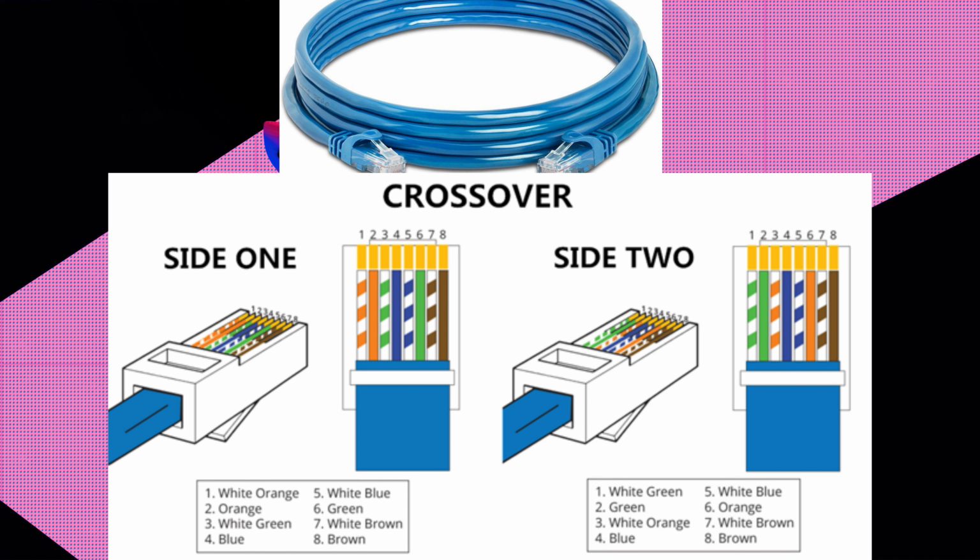The wiring colors for type A are white orange, orange, white green, blue, white blue, green, white brown, and brown. And the colors for type B are white green, green, white orange, blue, white blue, orange, white brown, and brown.